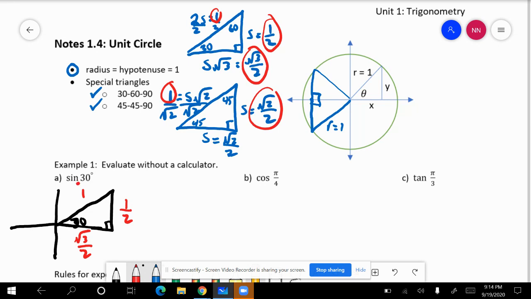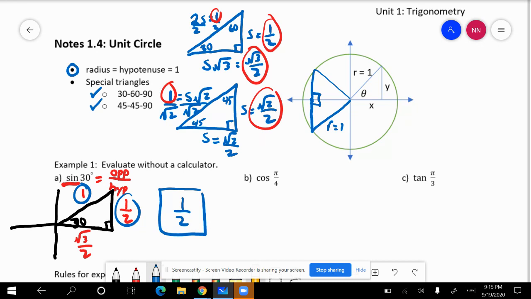Now, it tells us we're finding the sine. If we remember, sine is opposite over hypotenuse. The opposite side is a half. The hypotenuse is 1. A half divided by 1 is just a half.